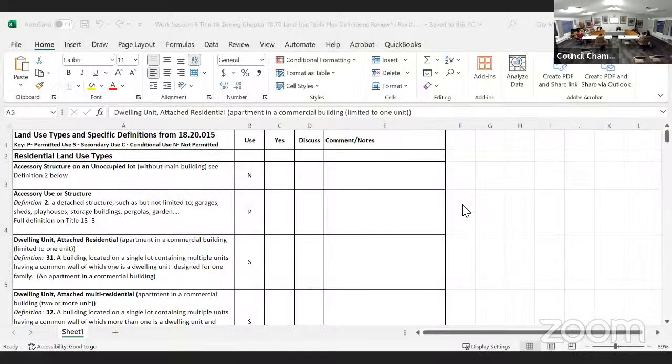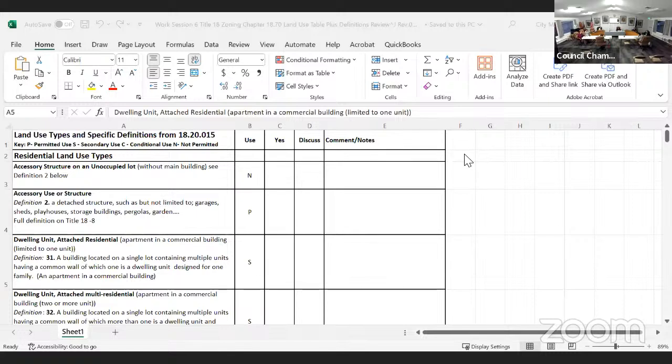Okay, so tonight, in your packet, is the commercial business district land use and review. Tonight we can go through each of these and say yes or no, whether we agree to keep it in or don't think it should be in there, and maybe add a few comments and notes. Has everybody had a chance to review this? No. Okay. Well, let's get to it.